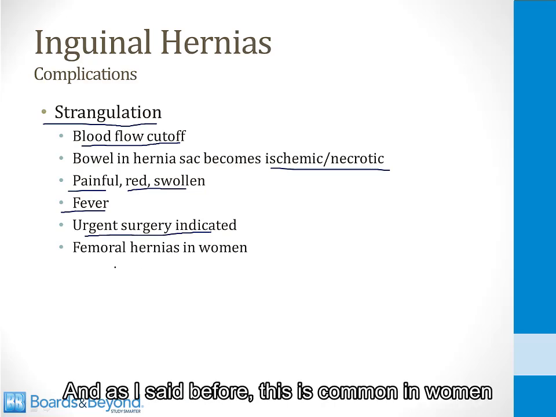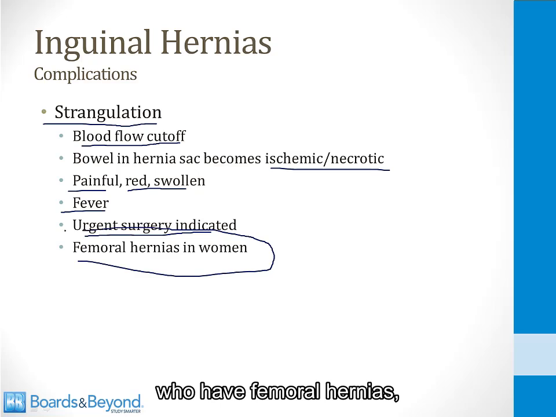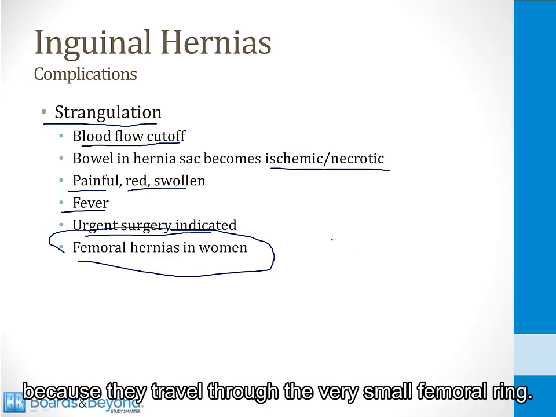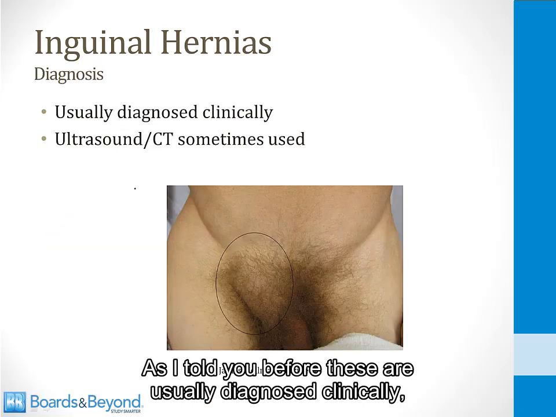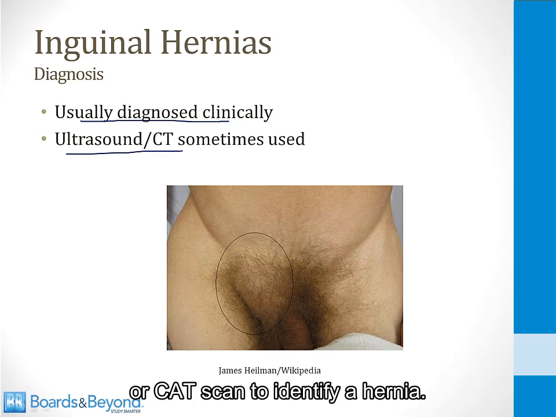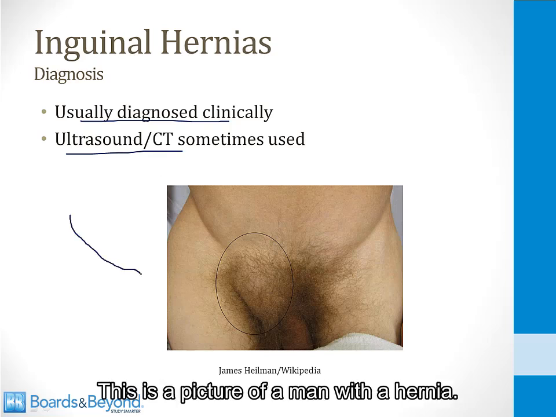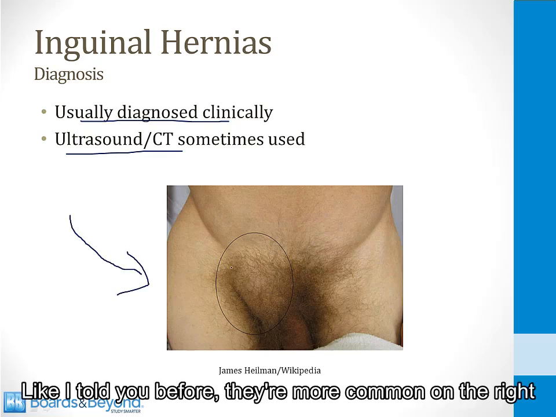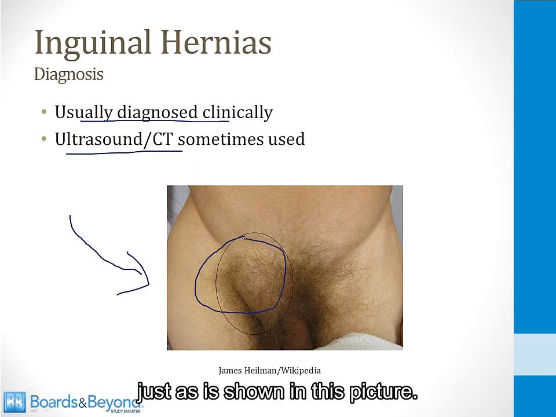And as I said before, this is common in women who have femoral hernias because they travel through the very small femoral ring. As I told you before, these are usually diagnosed clinically, but you can sometimes use ultrasound or CAT scan to identify a hernia. This is a picture of a man with a hernia. Like I told you before, they're more common on the right, just as is shown in this picture.